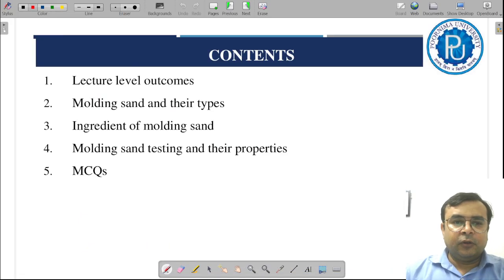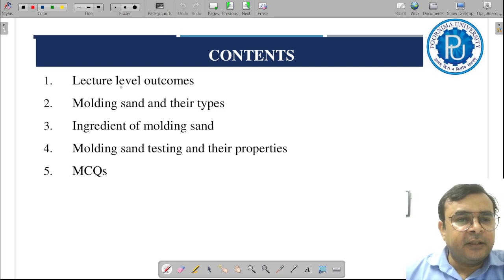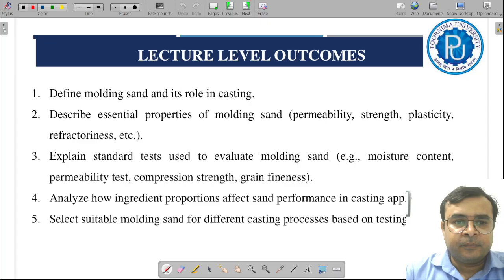Okay. So let's see, this is the table of contents. In this, I'm going to cover lecture level outcomes, molding sand and their types, ingredients of molding sand, testing and their properties, and at the last, we will discuss some MCQs.